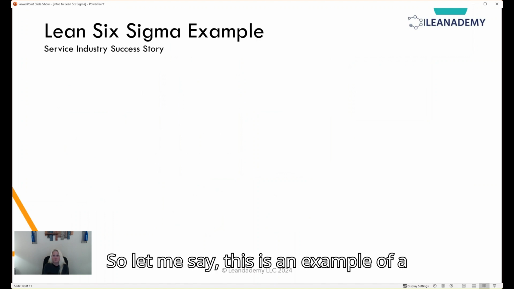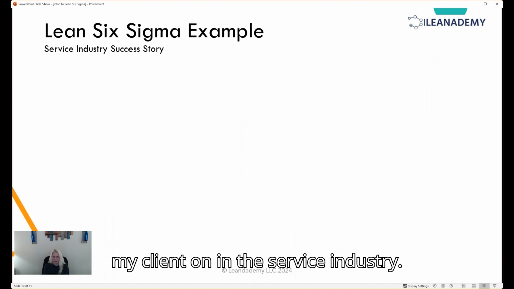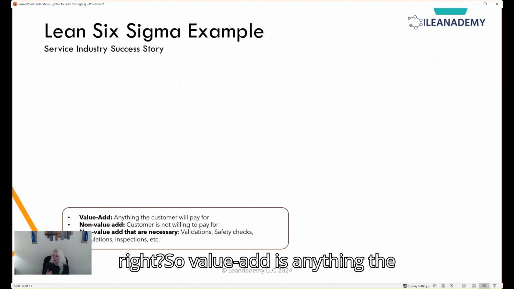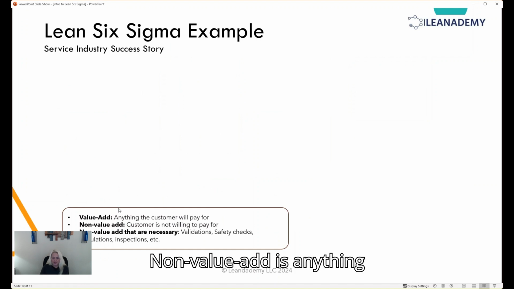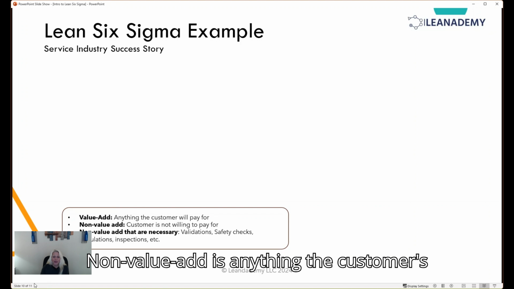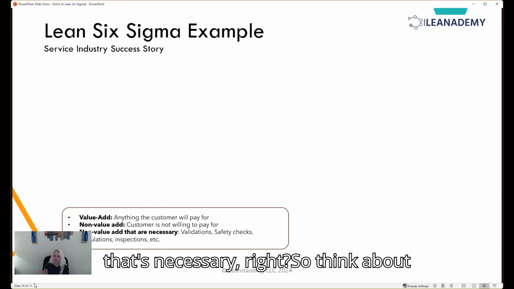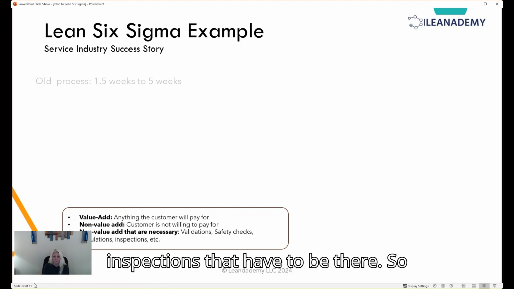So this is an example of a Lean Six Sigma project that I worked on with my client in the service industry. Just a couple of things to remember, right? Value add is anything the customer will pay for. Non-value add is anything the customer is not willing to pay for, and non-value add that's necessary, right? So think about validation, safety checks, regulations, inspections that have to be there.